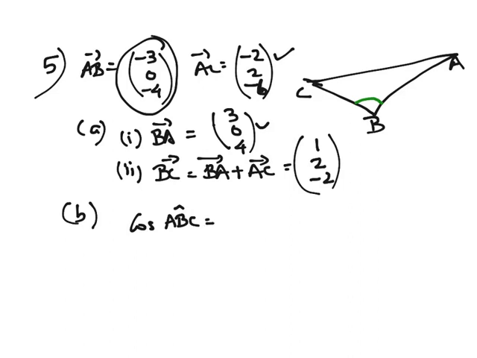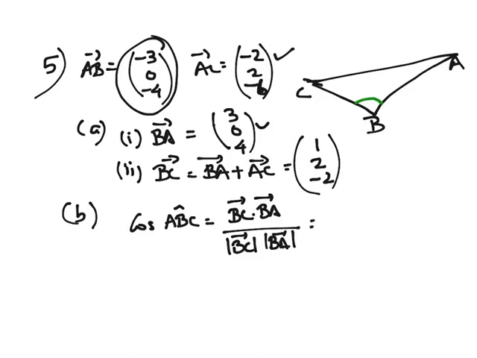Now cos of ABC is nothing but BC dot BA divided by magnitude of BC into magnitude of BA. That means we use that formula to find the angle between two vectors. So to find cos of ABC, this is what we need to do.